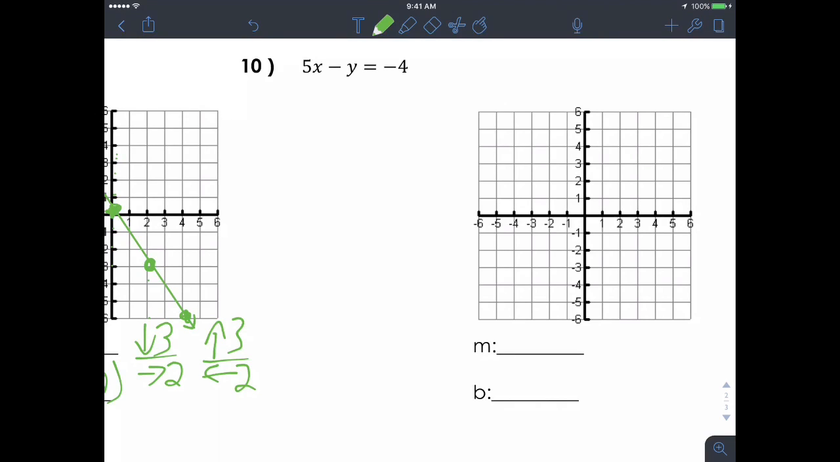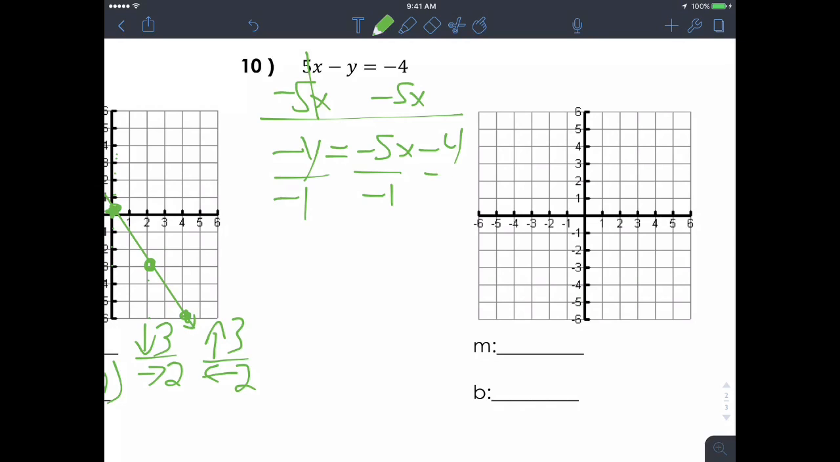Okay, to get this one by itself, we first have to subtract 5x from both sides. The 5x's cancel. You get negative y equals negative 5x minus 4. Now we're going to divide everything by negative 1. That's going to change all the signs. That's going to give us y equals 5x plus 4. Our y-intercept is (0, 4), because that's what's being added, and the slope, since it's in front of x, is 5. In this case we can also write it as 5 over 1.